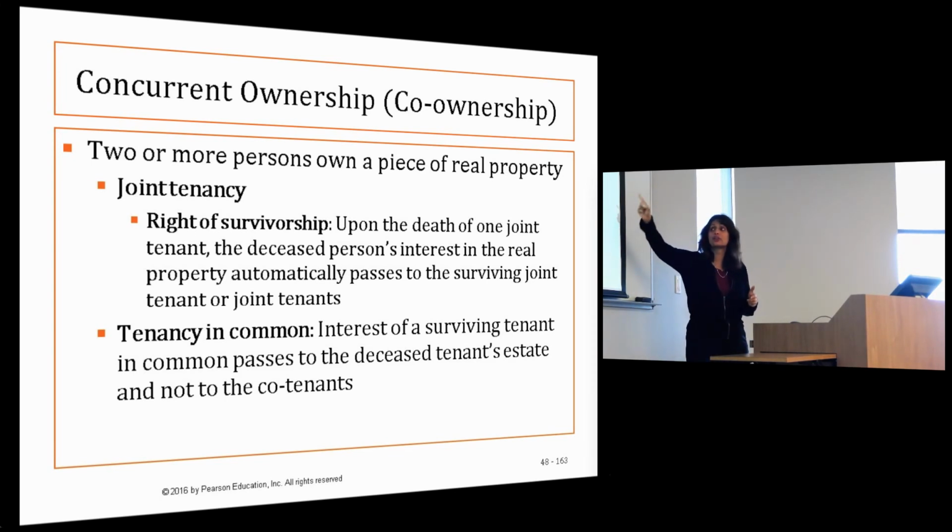It comes with right of survivorship, which means when one person dies, their interest goes to the other surviving person, right? And that's why, when real property is owned by two or more people, it's really tenancy in common. With tenancy in common, the interest of a deceased tenant in common passes to the estate, not to the other party. But not understanding that could be a huge mistake, right?